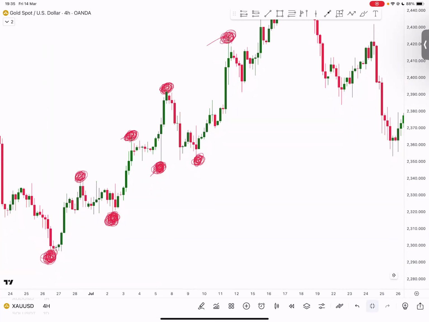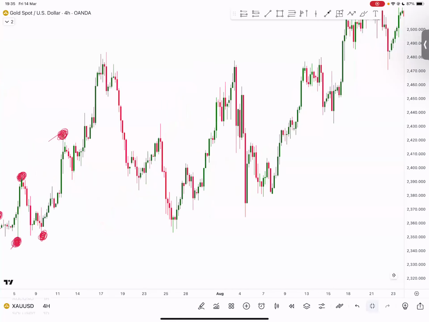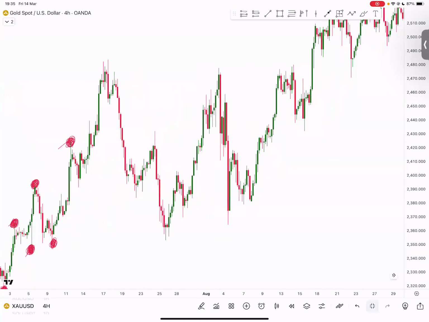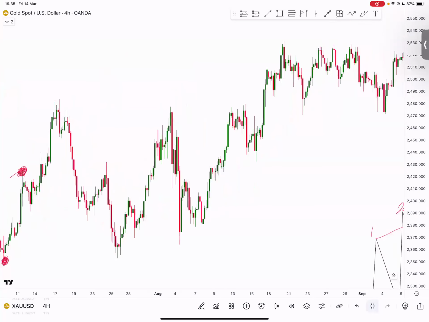When you go to the chart and you are able to map out highs that are higher than the previous highs and lows that are higher than the previous lows, that is when you say that price is in an uptrend, just like that. When price keeps creating a series of higher highs and higher lows.